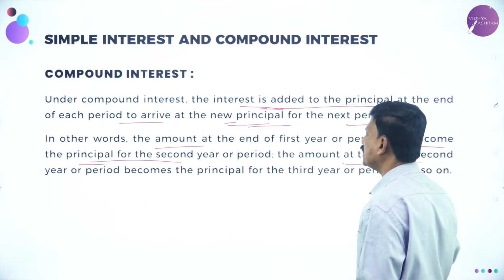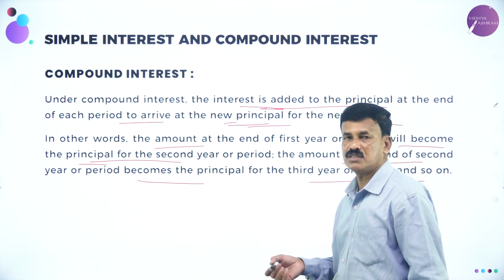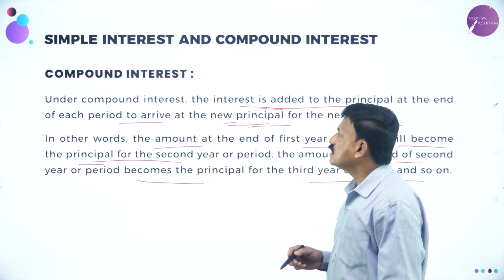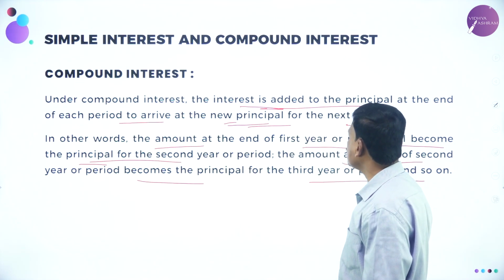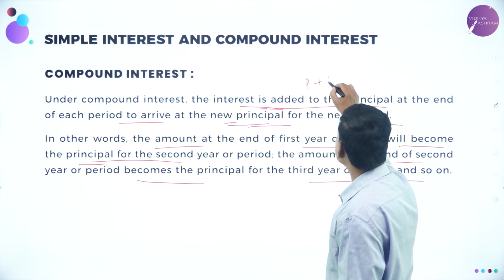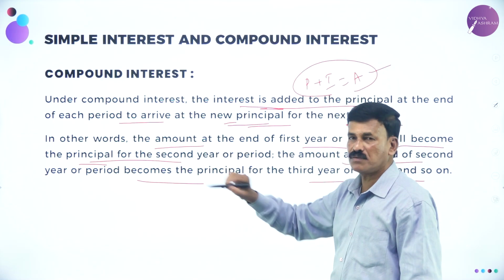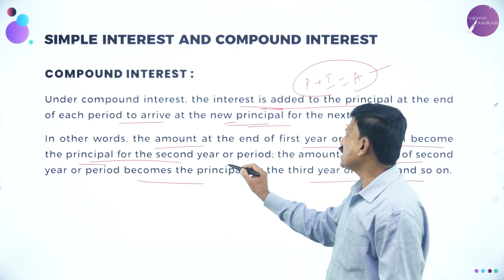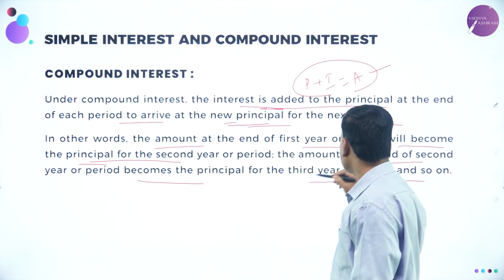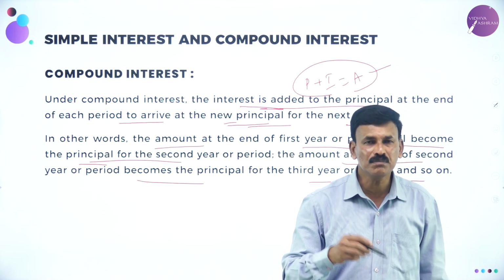Similarly, the amount at the end of the second year will become the principal for the third year or the period, and so on. The amount at the end of the first year or the period will become the principal. That means the amount is nothing but the principal plus the interest. When the interest is added to the principal, it becomes the amount, and this amount will become the principal for the next year. Similarly, the amount at the end of the second year becomes the principal for the third year, and so on. Every year the interest goes on adding to the principal.